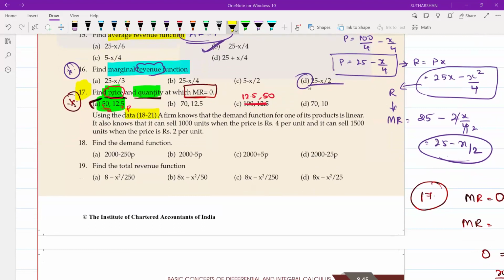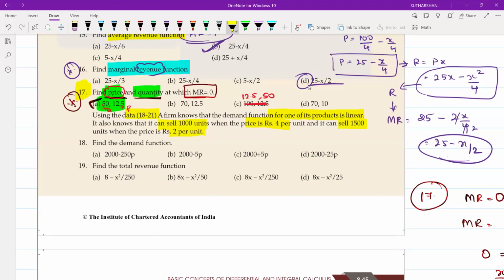Using the data 18 to 21, a firm knows that the demand function for one of its products is linear. It also knows that it can sell 1000 units when the price is rupees 4 per unit, and it can sell 1500 units when the price is rupees 2 per unit. Find the demand function. Very beautifully given.